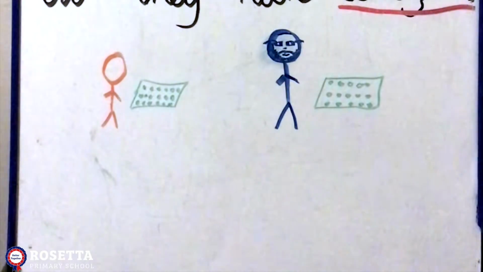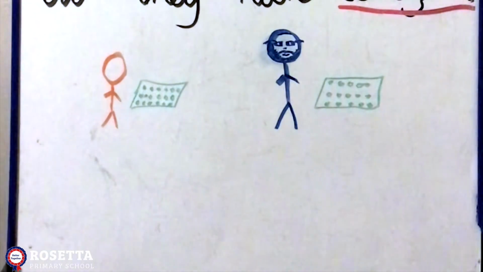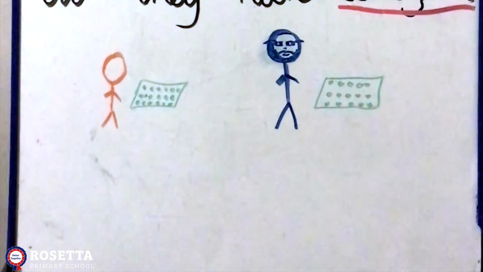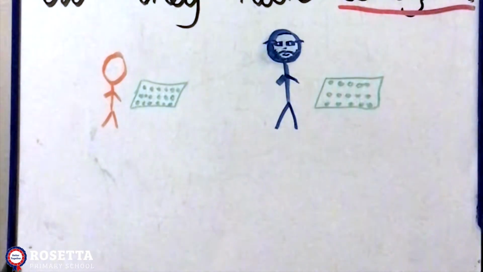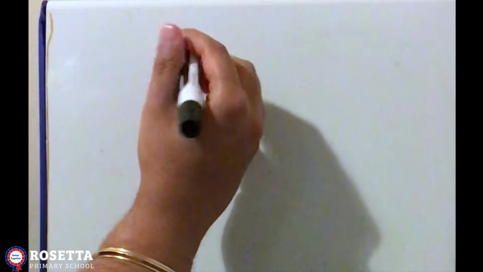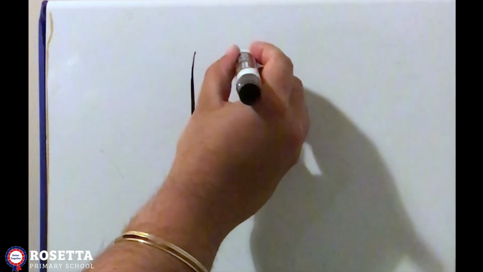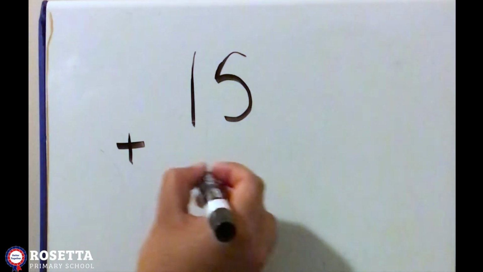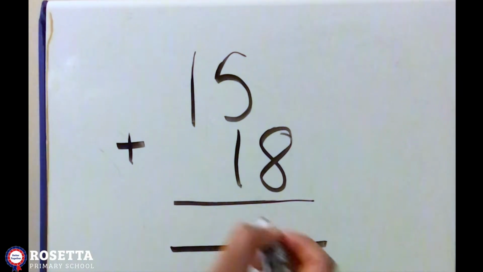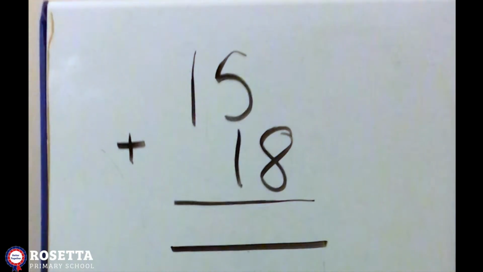Now the key word which tells us we have to add, I've underlined it already, is all together. We've got Mr. Machimba here and Mr. Singh here. I said I wanted you to think about column method, partitioning, and your deans. So we're going to have a go now. The question we have is 15 plus 18. And this method is called the column method.